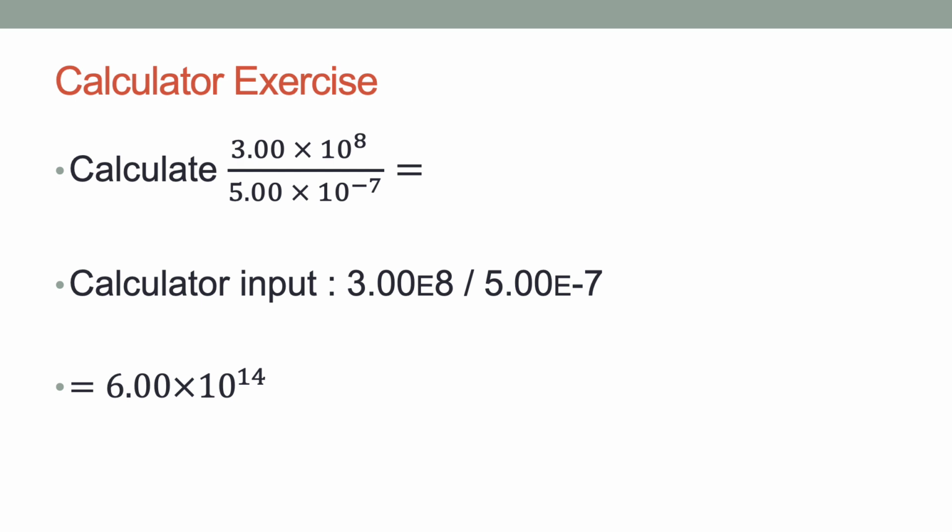So the calculation above can be rewritten in the calculator as 3.00 E 8. E represents times 10 raised to the power of, and then you plug in the number 8, divided by 5.00 times 10 raised to the negative 7. E, of course, represents times 10 raised to the, and then you plug in a negative sign and the number 7. It's important you know how to use these exponential functions. If you don't know how to use them, it's highly likely you'll plug in some wrong values or wrong functions, and you'll get the wrong answer.